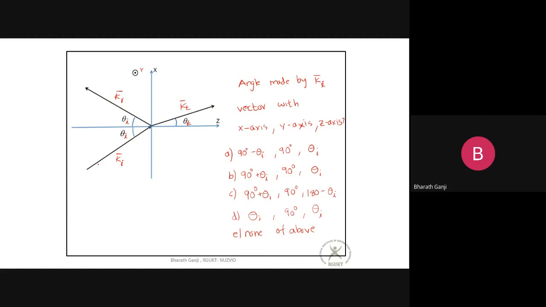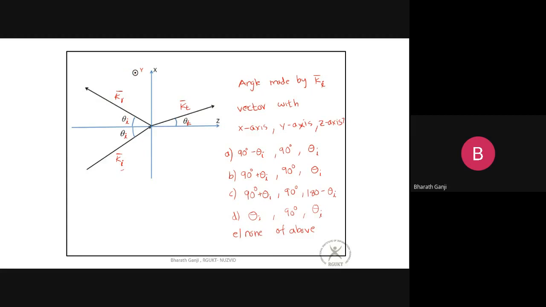Of course, here I'm not talking about any wave. You can see that there is a vector ki bar. It is making some angle theta i. And there is another vector, kr bar. It is making an angle theta i. And there is some vector kt bar, and it is making an angle theta t. All these vectors are basically in the xz plane, and the y-axis is coming out of your board.